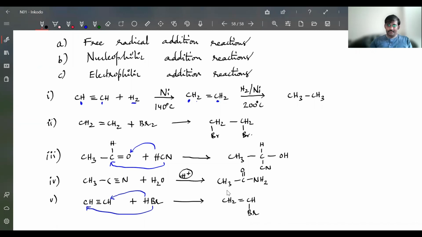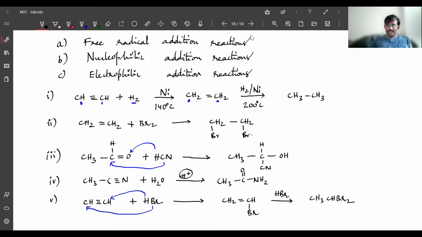If further the same process is continued, that means one more HBr molecule if I add to it, then again I'll get a compound like this, CH3CHBr2. This will come. So in both the cases, H plus ion is attacking, H plus ion is an electrophile, so it will be an electrophilic addition reaction. So all the three types we have given.